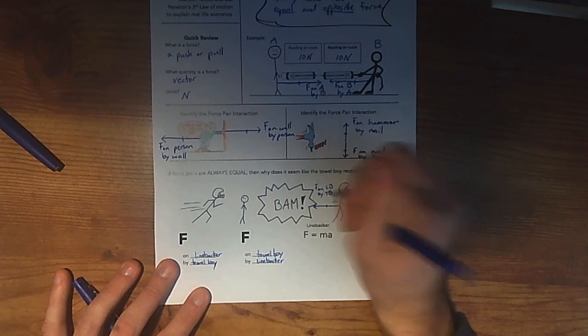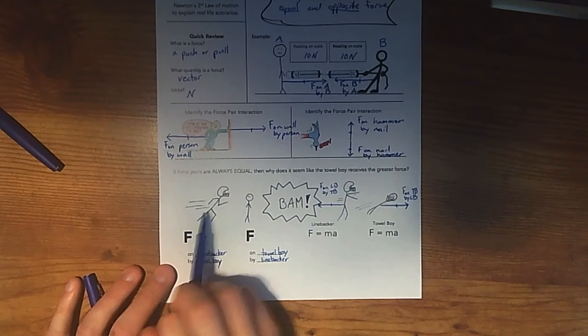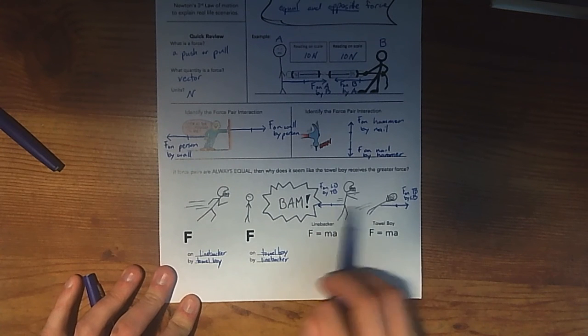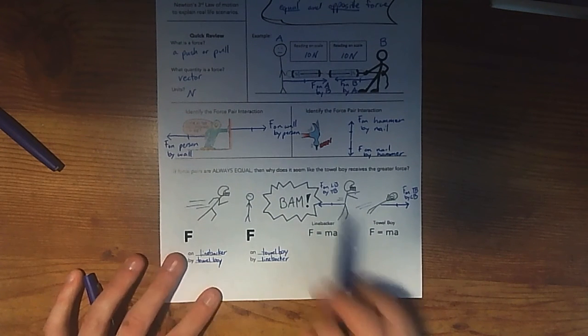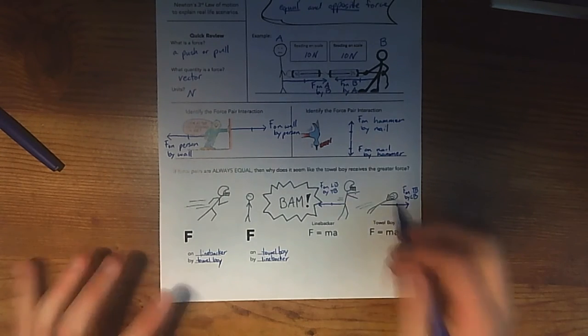By the way, we know that there is a force on this linebacker because he was going at a very high speed before, and even though he still is moving, after he hits the towel boy, he has slowed down. We see the same exact thing in the video, not just in this drawing. So we have our force pairs drawn out.